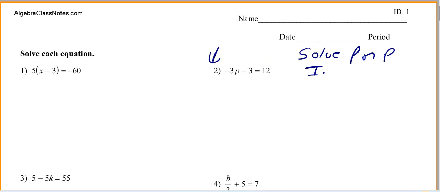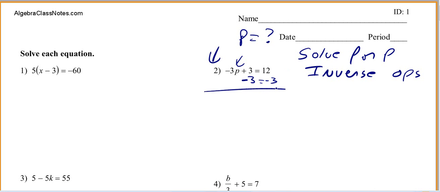So remember, some things we're going to work on are inverse operations. At some point we had p equal to some number, right? Then somebody came along, added 3 to it, then multiplied negative 3 times this p, and then came up with this 12, right? So we're trying to figure out what p is. Well, using our inverse operations, we want to subtract 3 from both sides.